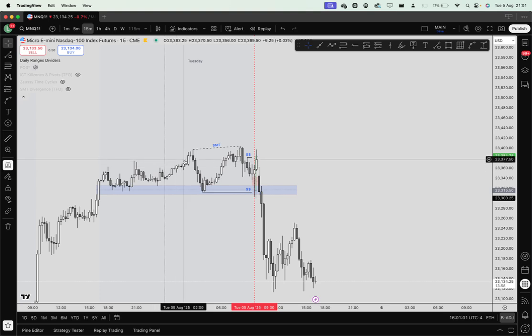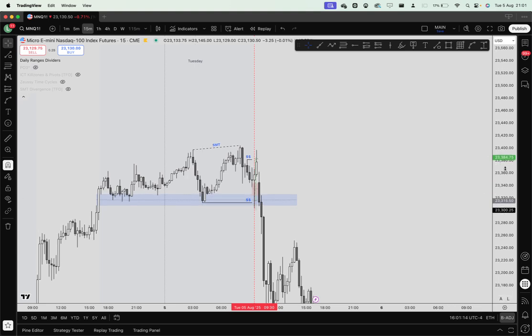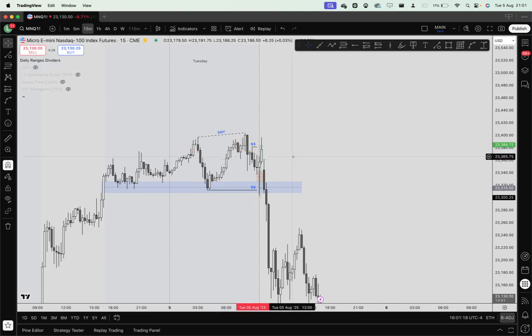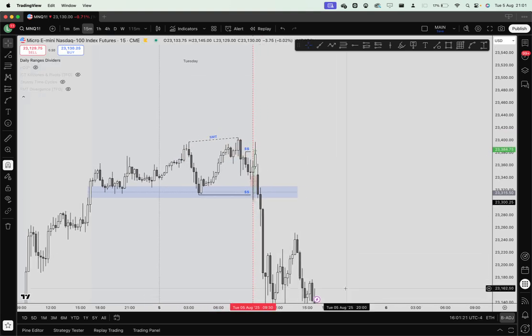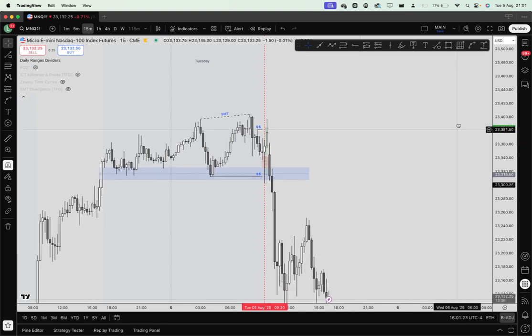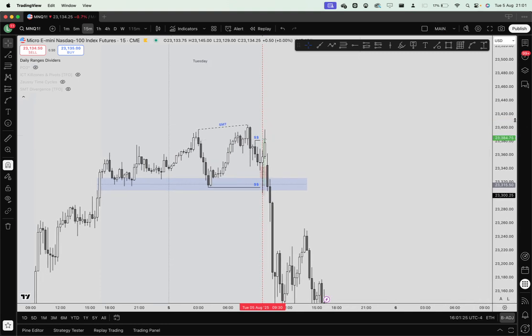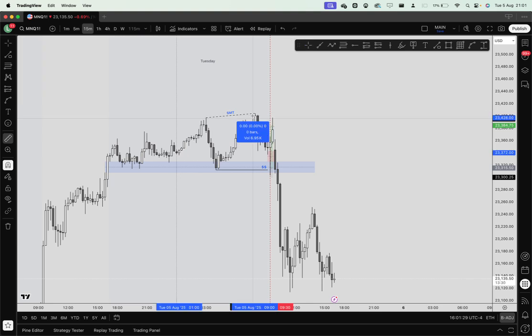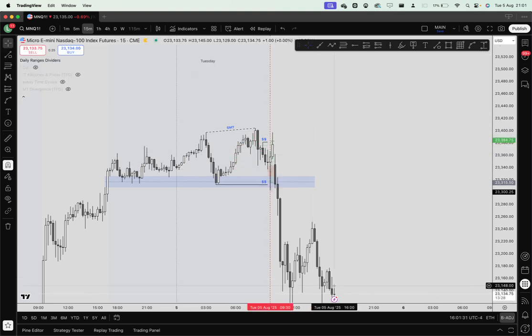Throughout the day, as you can see here, it was a bit rangy. We came up in Asia, we dropped in London, and started to recuperate a bit during the London session. During the London session, we create this SMT at the highs. Now, this is quite important for my trading because it showed me that ES was the lagging symbol and that NQ is probably more likely to drop down first.